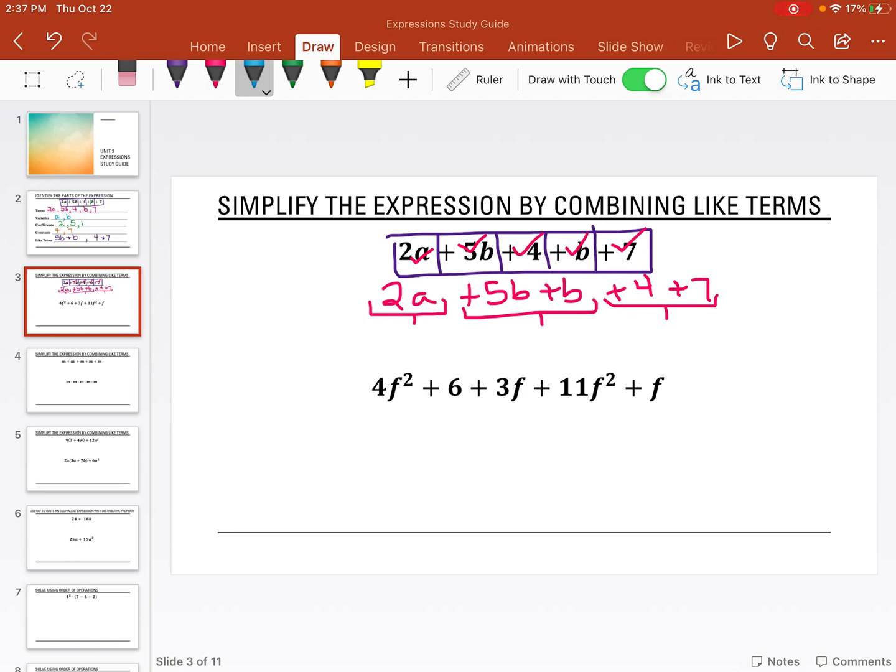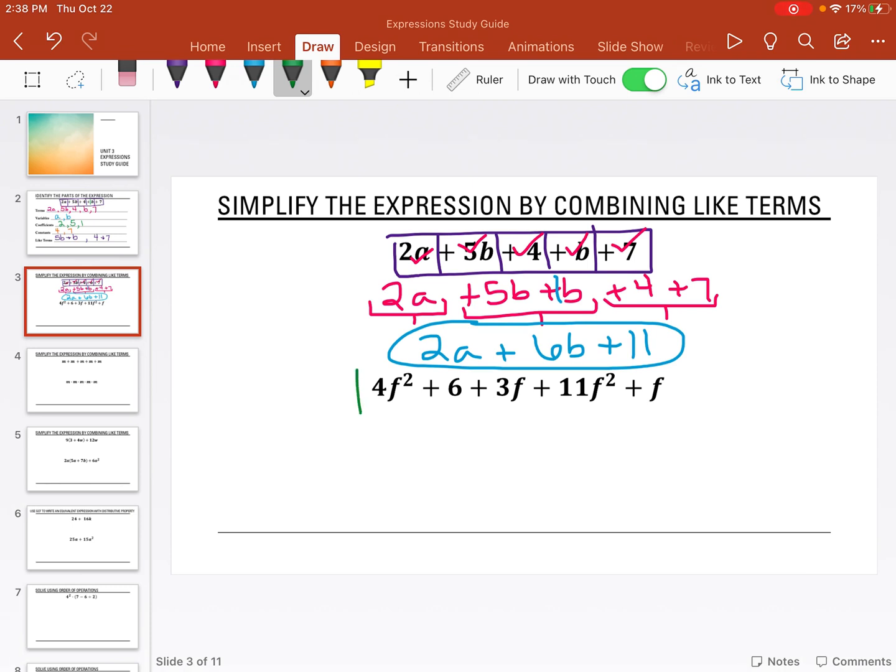And then I can go ahead and combine those. So 2a, there's nothing to combine it with, so it's just 2a, plus 5b, plus, remember this is an invisible 1b, so that is 6b. And then 4 plus 7 is 11. And that is my answer. I can't simplify that anymore.